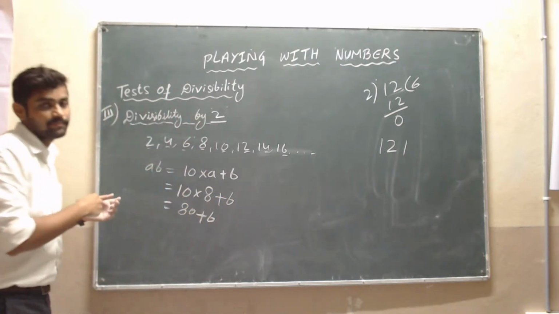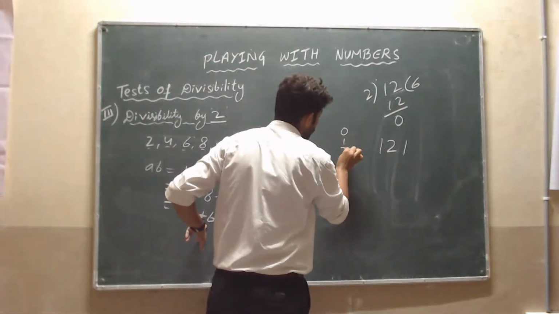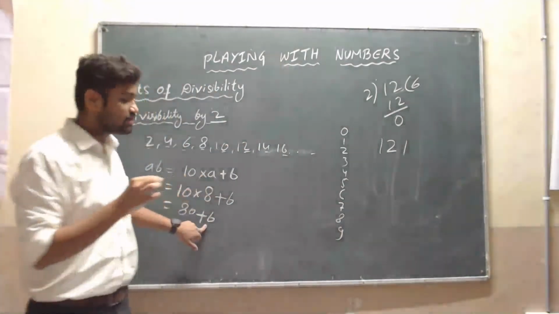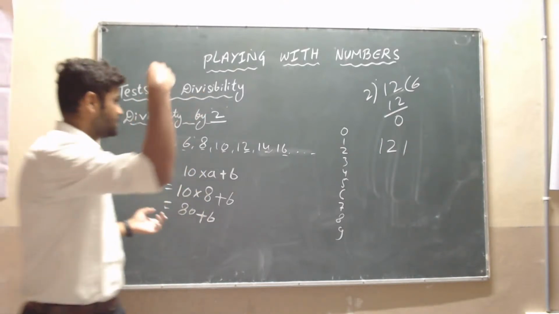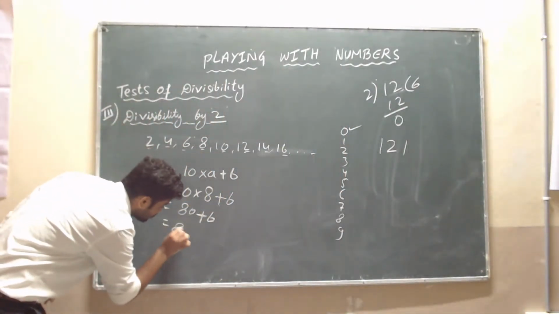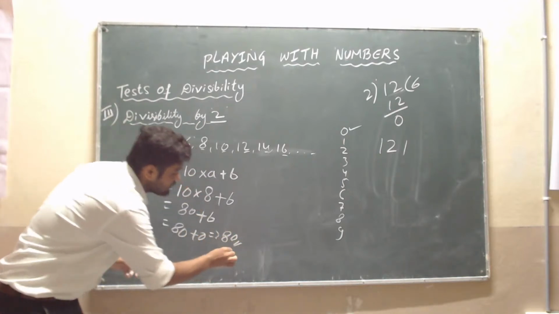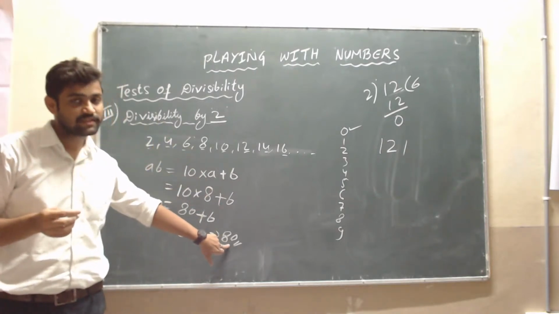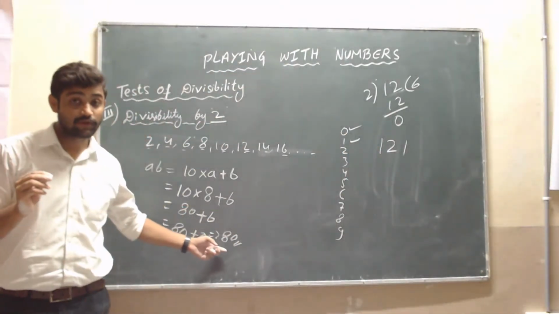80 plus B. Then what is the value of B here? It ranges from 0 to 9, because it is a single digit number. What are the possibilities of B? I will start from 0. It will become 80 plus 0, that is 80. Is 80 divisible by 2? Sure, sir, easily, because it ends with 0. Then take 1, it will become 81.